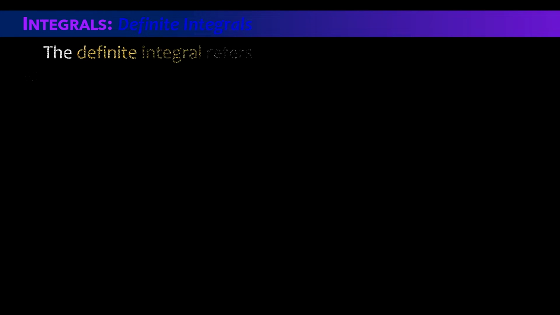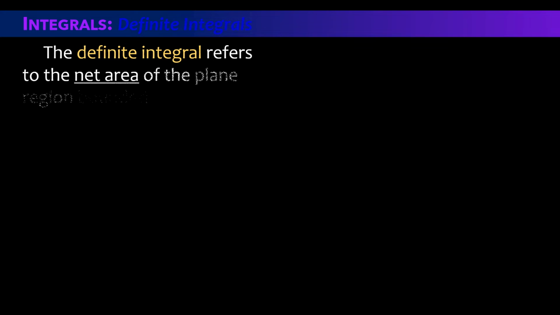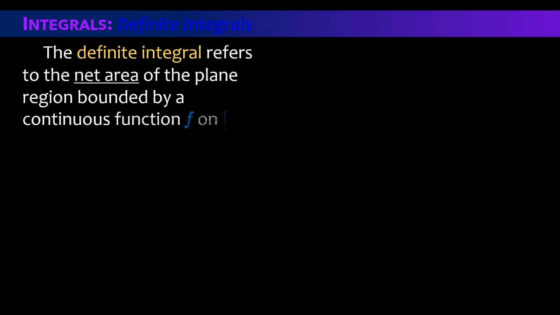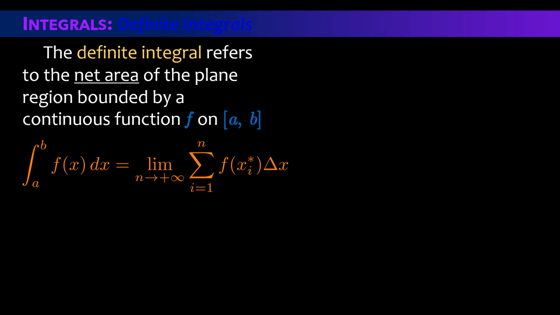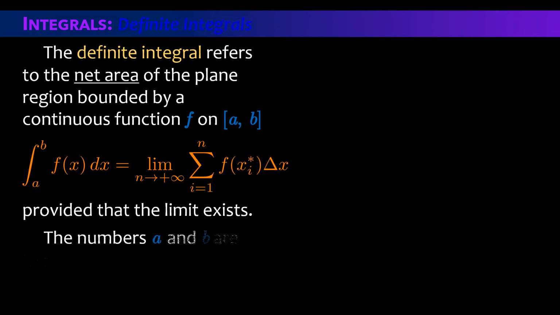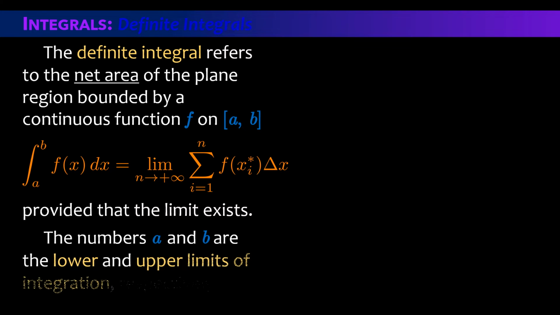The definite integral refers to the net area of the plane region bounded by a continuous function f on the closed interval a, b. The integral of f of x, dx, from a to b, is equal to the limit as n approaches positive infinity of the summation from i equals 1 to n of f of x i star times delta x, provided that the limit exists. The numbers a and b are the lower and upper limits of integration, respectively.